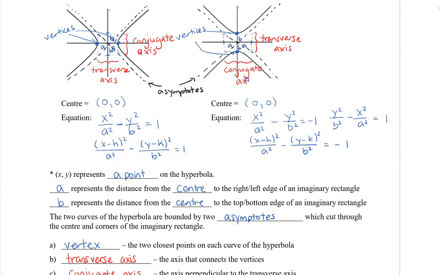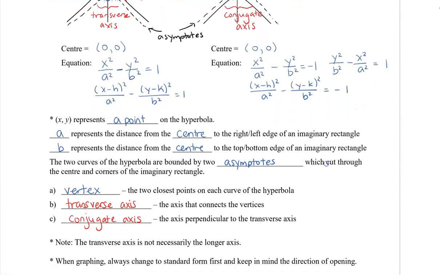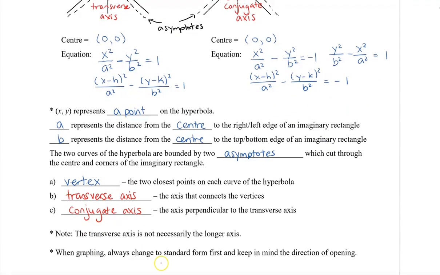So conjugate axis. Okay, so just to emphasize this again, the transverse axis is the axis that connects the two vertices, and the conjugate axis is the one that is perpendicular to the transverse axis. Now, note that the transverse axis is not always the longer axis. Sometimes it can be long, but sometimes it could be the shorter one. Now, one more thing when graphing, make sure that you always change it to standard form first, and then keep in mind the direction of the opening, whether it equals +1 or -1.